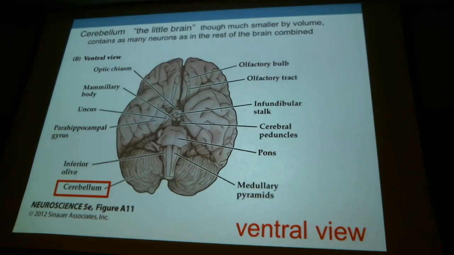Okay, so we all know cerebellum as a major component of the human brain. It varies in size in different animals. Birds in particular have a really big cerebellum. But in humans, this is a ventral view of the human brain. So here's the cerebellum. In humans, it has a relatively small volume compared to the cortex, the forebrain, but it has at least as many neurons. So it's very densely packed with neurons.